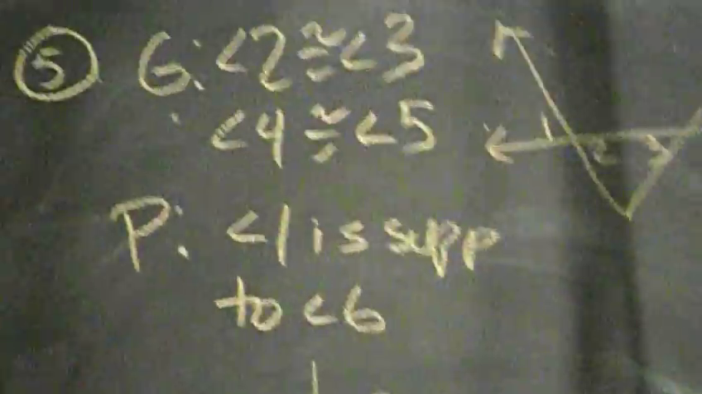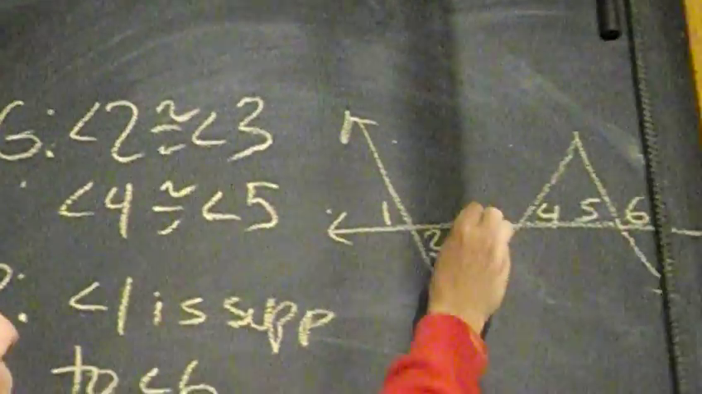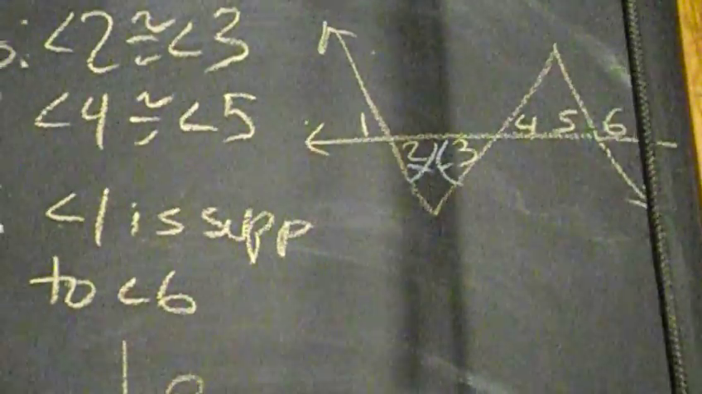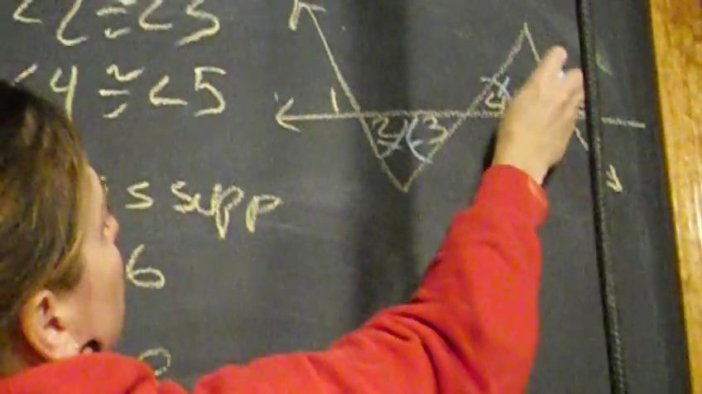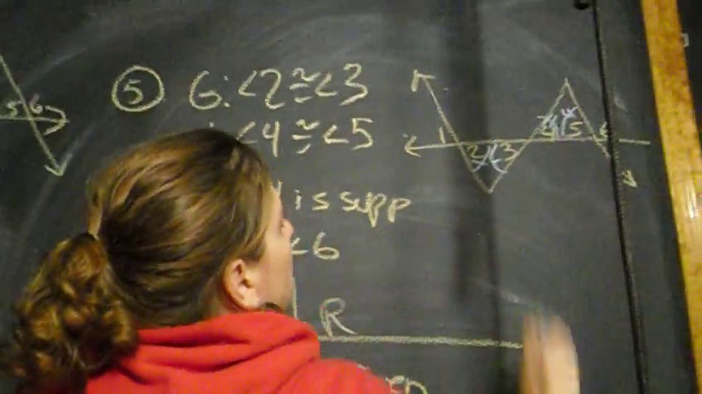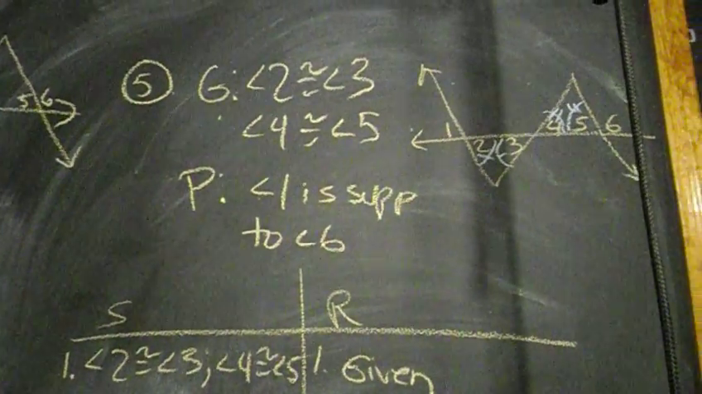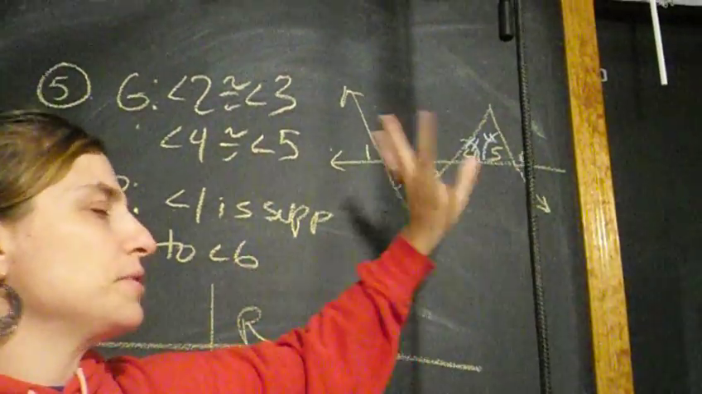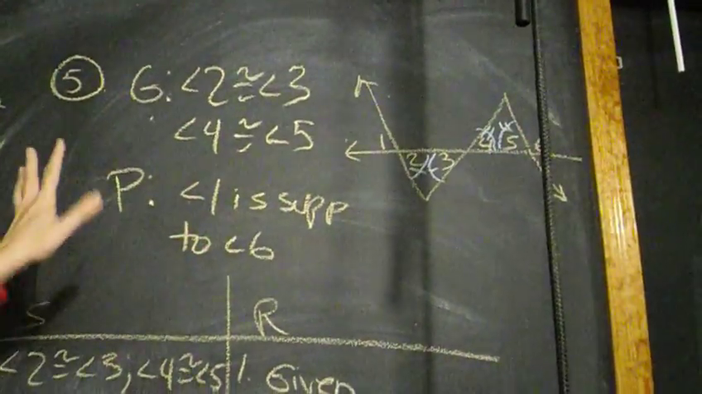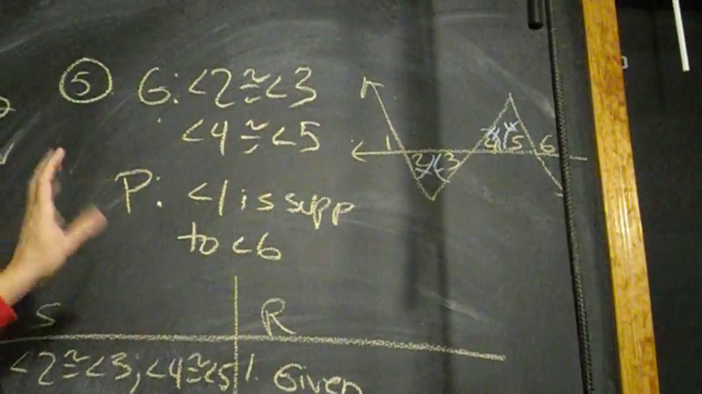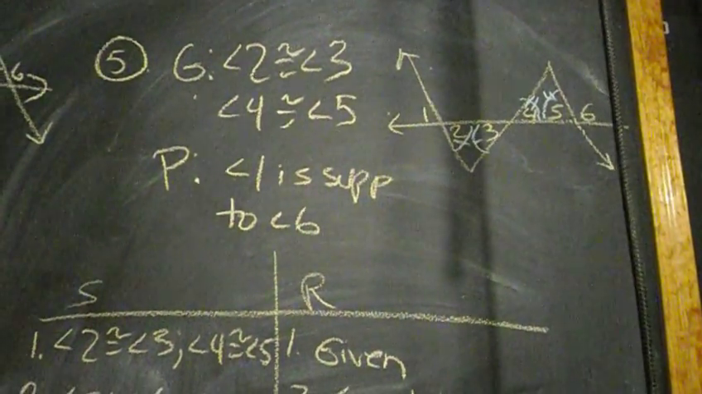Angle 2 equals angle 3. So this and this angle are equal. 4 equals 5. I'm going to have to put 2 slashes there. Then I need to prove that 1 is supplementary to 6. So anytime you're proving supplementary, you know you're going to add 2 angles together to get 180 degrees.